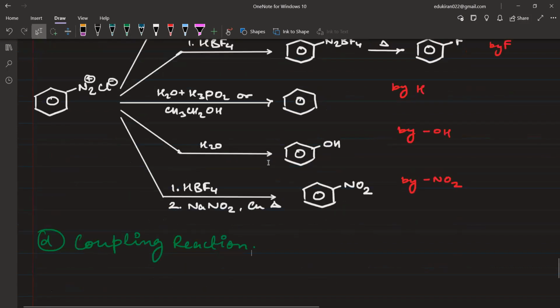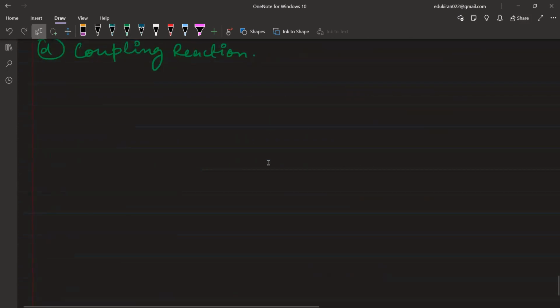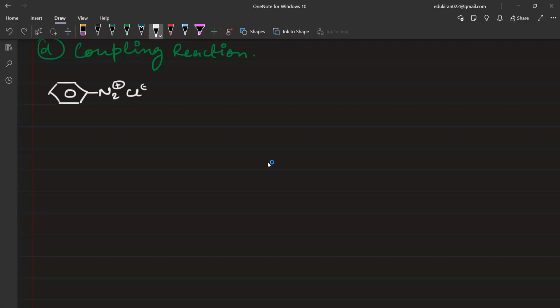Now, coupling reaction of diazonium chloride, it is done with phenol and also aniline, and it gives colored products. Okay, and these colored products are also used in dyes. That is why it is important. So if you have benzene diazonium chloride, N2 plus के साथ यहाँ पे Cl negative भी होगा. Okay, plus we have phenol.